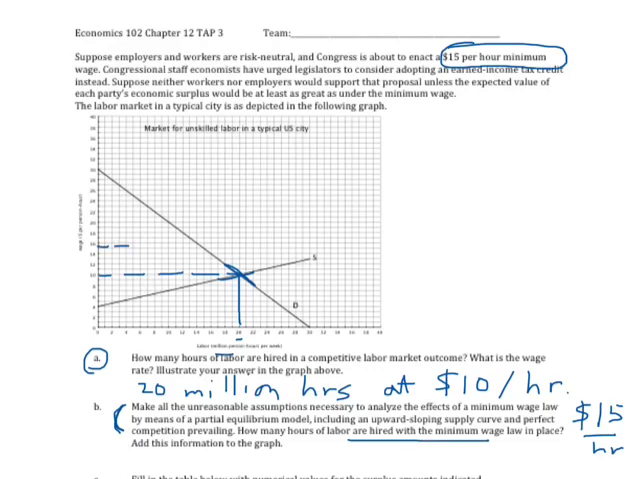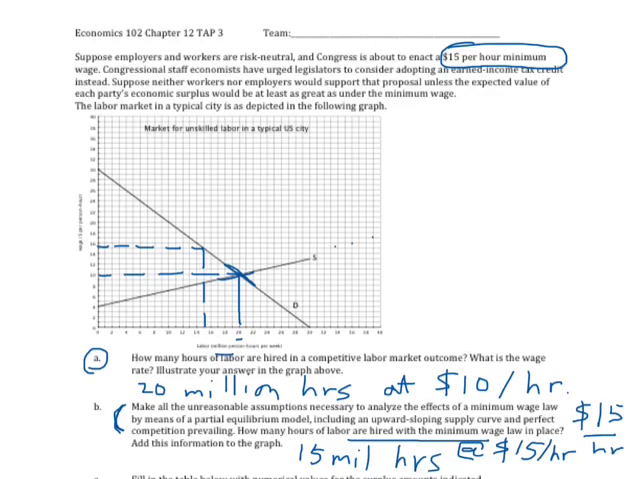This is sort of a small graph to be doing this on, but the way this works out is that we have 15 million hours at $15 per hour. And some of you were drawing the supply curve and figuring out labor supply.